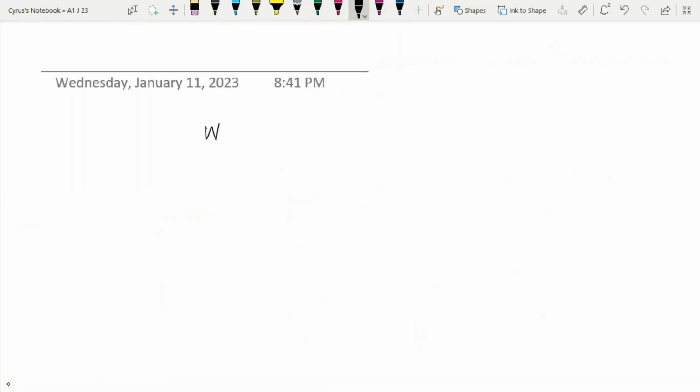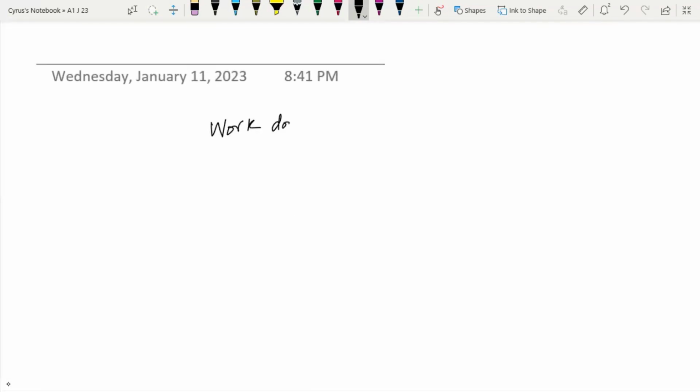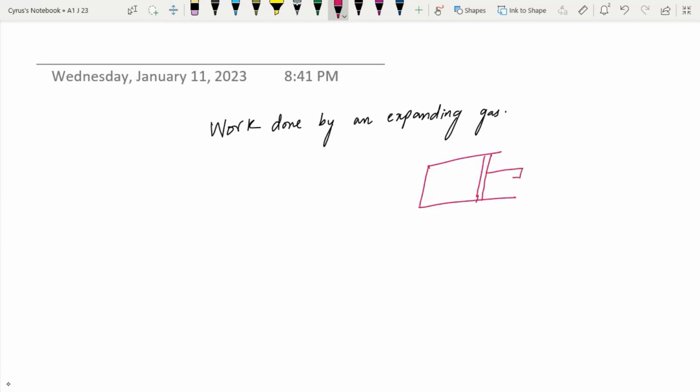Work done by an expanding gas. For example, I have here a syringe, which is like this. And there's the gas in the syringe.